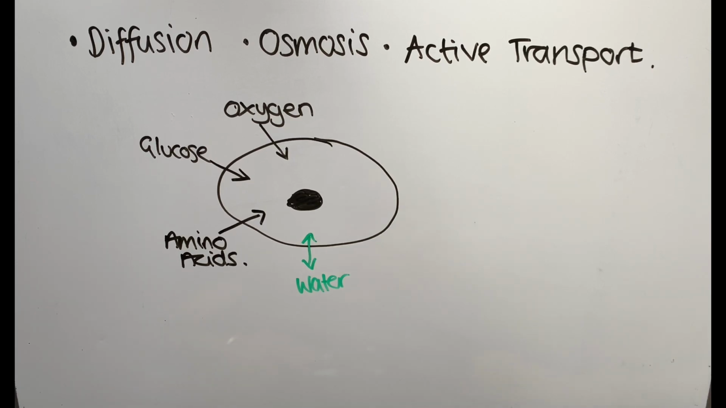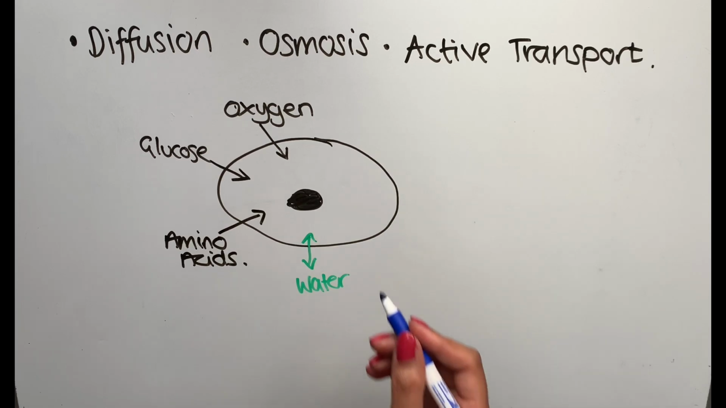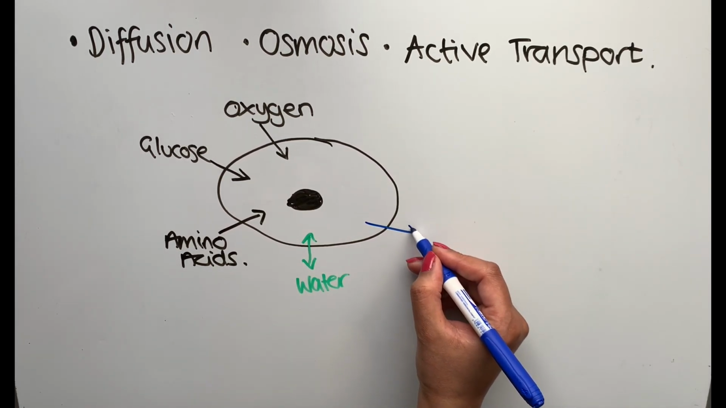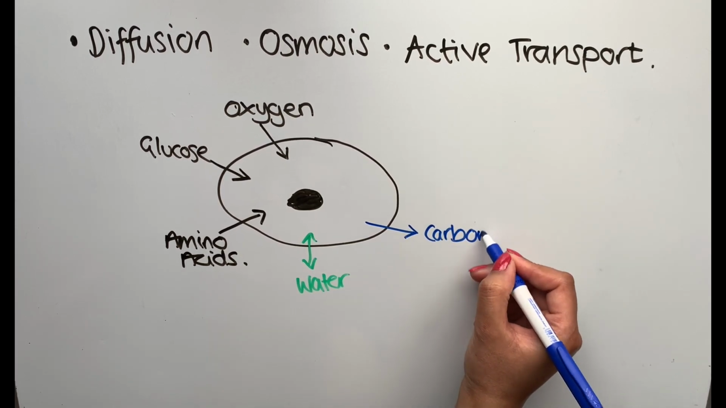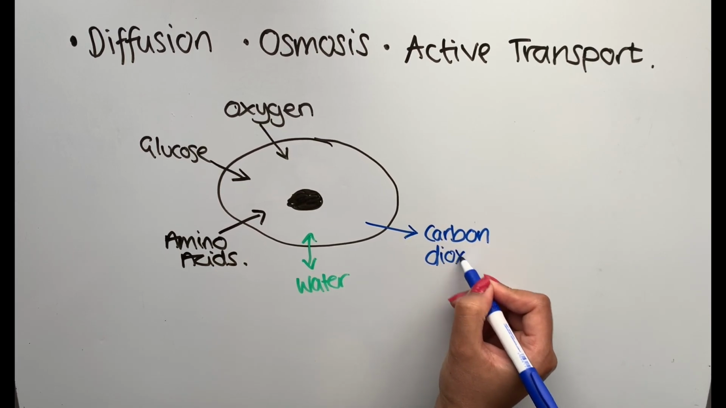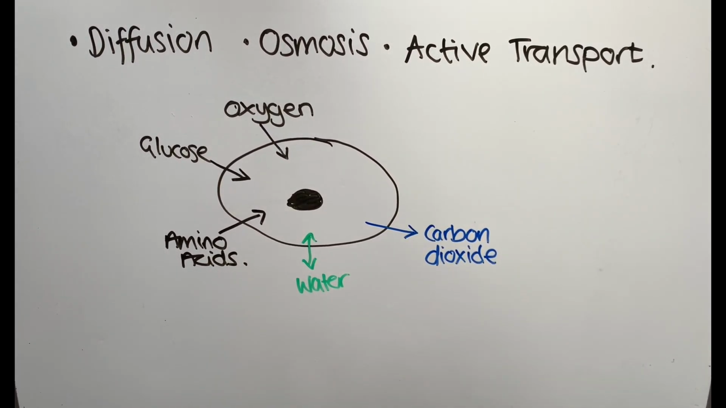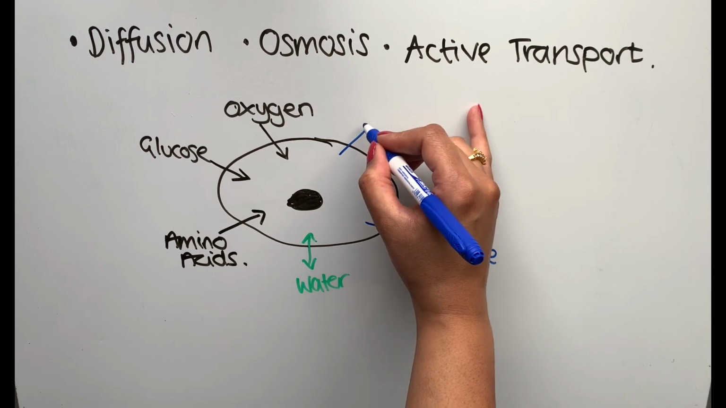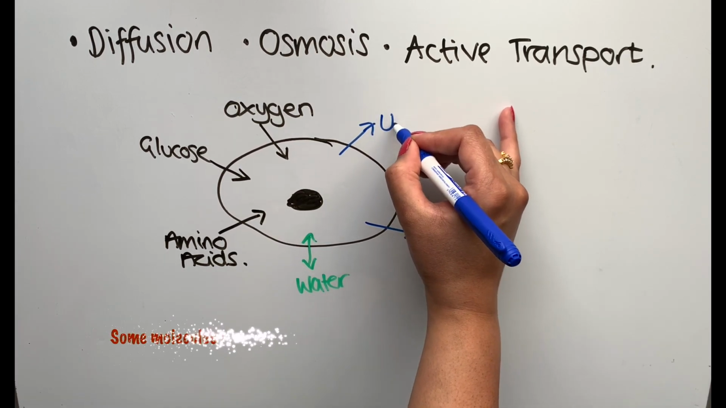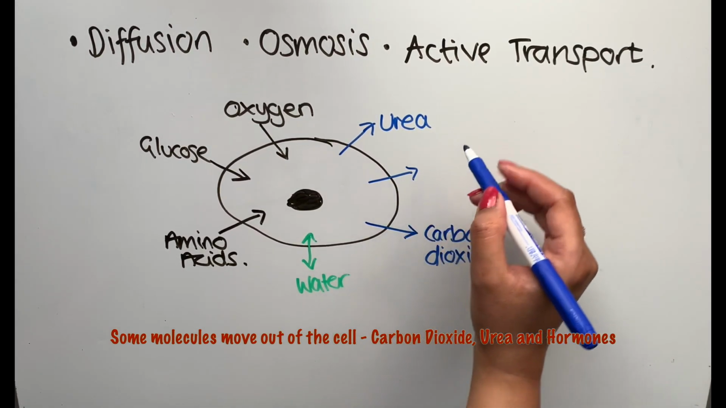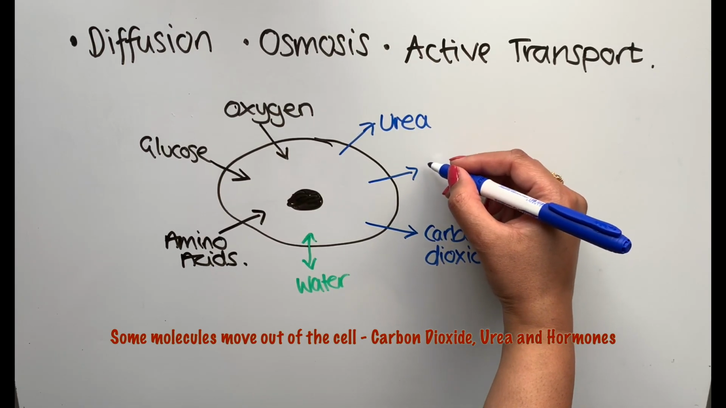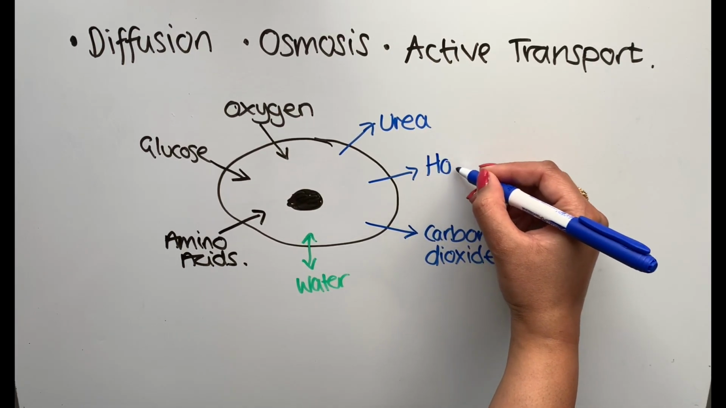And then we would have waste products being produced, so things like carbon dioxide in respiration is a waste product, and that needs to leave our cell. We could have urea, which again is a waste product and needs to leave the cell. And then we could have hormones being produced, which will be taken via the bloodstream to where they are useful.